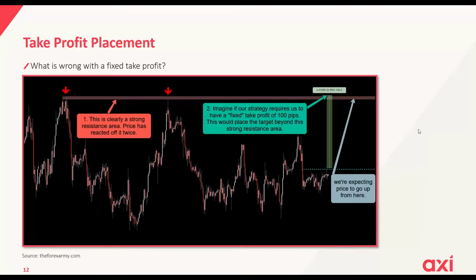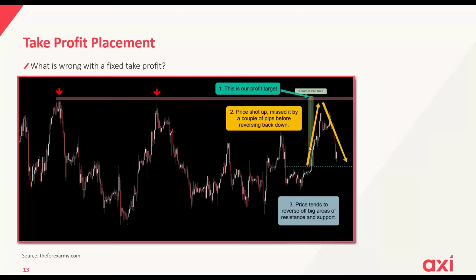So what happens from here is that you can see price actually shot up. We missed the take profit by a bit, and then it reversed down. It just shot up, missed the take profit by a bit. Over here, you can see it goes up, it missed it by a bit, and then it comes down. Okay, so that is the mistake we made.